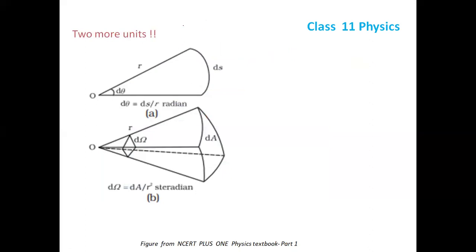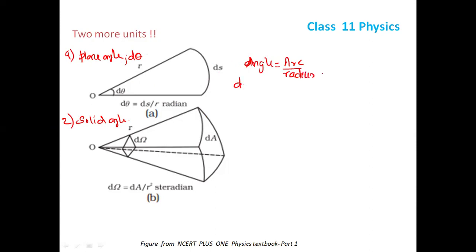We have not specified anything about angles, right? You have the 2-dimensional angle, which is the plane angle, and the 3-dimensional angle, that is the solid angle. Angles formed by the intersection of 2 lines or 2 planes give the plane angle, represented by d theta. You might have studied in mathematics, angle is equal to arc by radius. The same formula is used here.